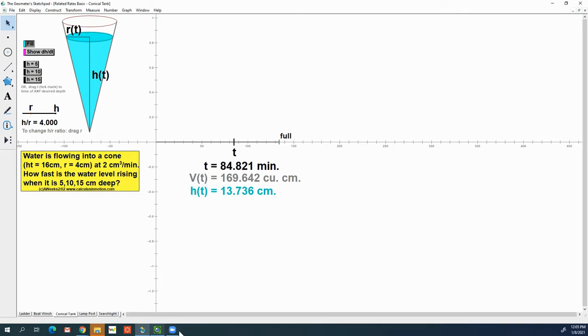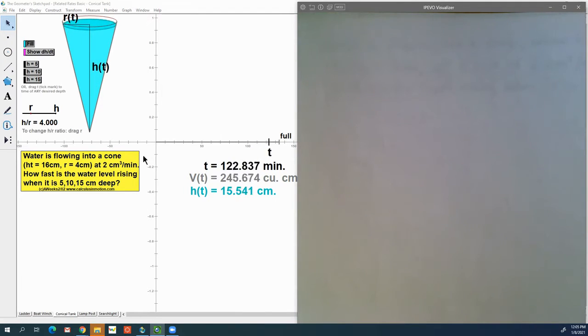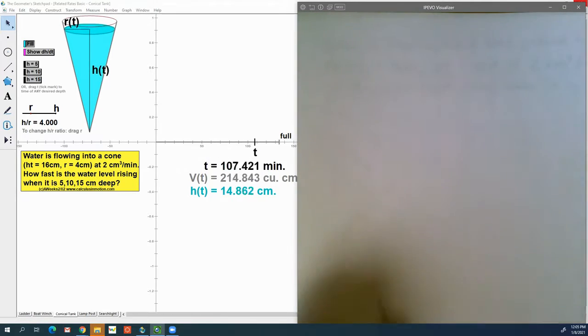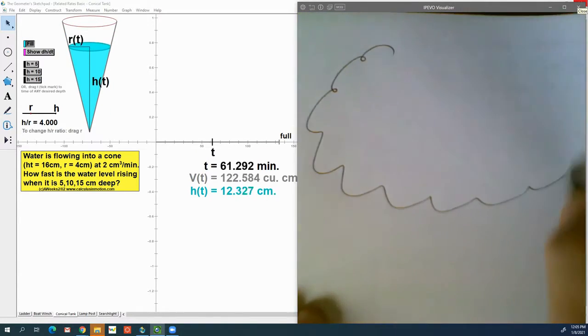And one thing to notice is that the rate at which the height is changing is not constant, right? Because notice the height changes faster at the beginning than it does at the end because of the nature of the container, right? Whereas the rate at which the volume is changing is constant. So this is just in our minds to understand the problem.